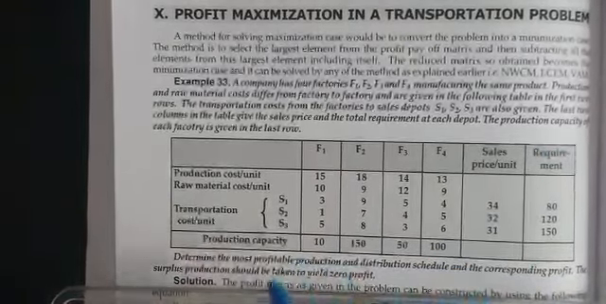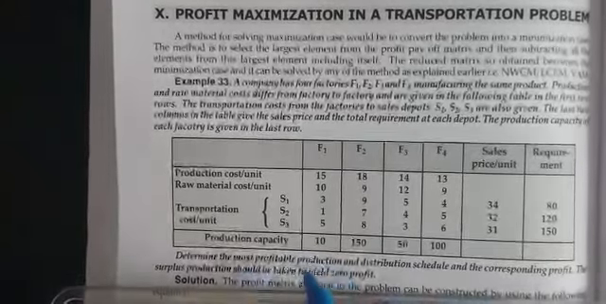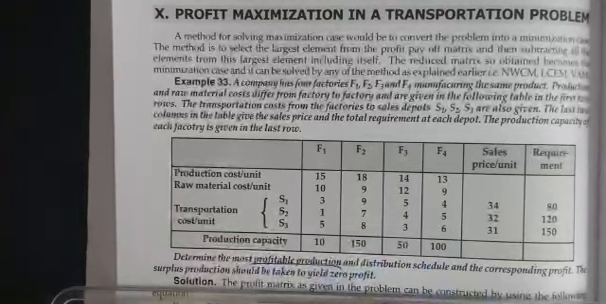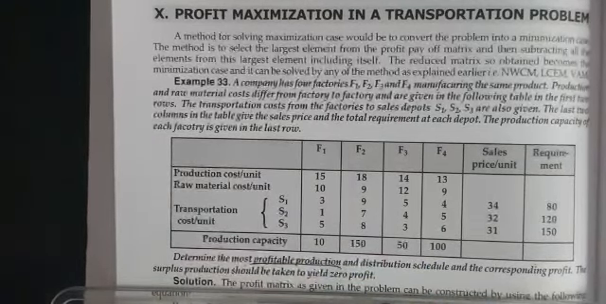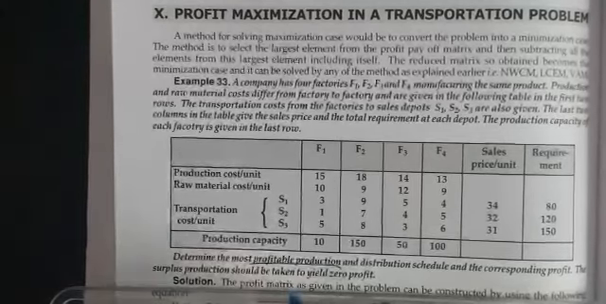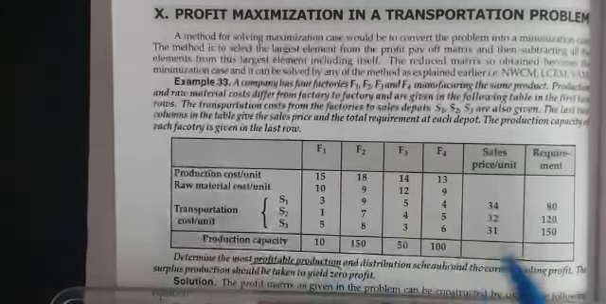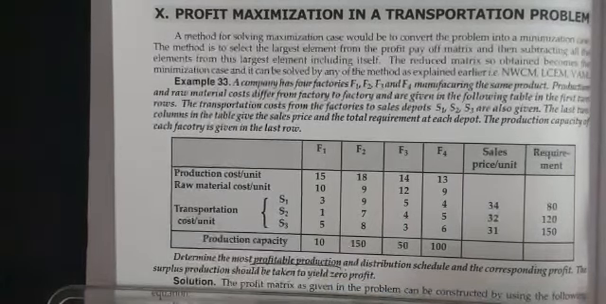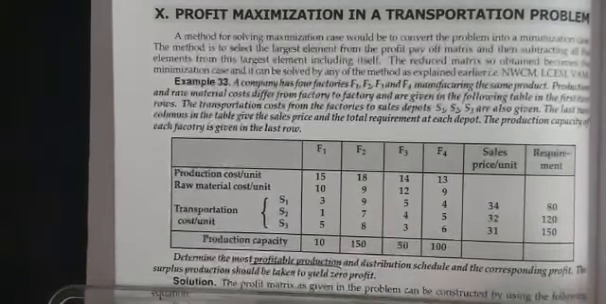Determine the most profitable production and distribution schedule and the corresponding profit. The surplus production should be taken to yield 0 profit. Now in this case, the objective of the question is to find out the maximum profit allocations.